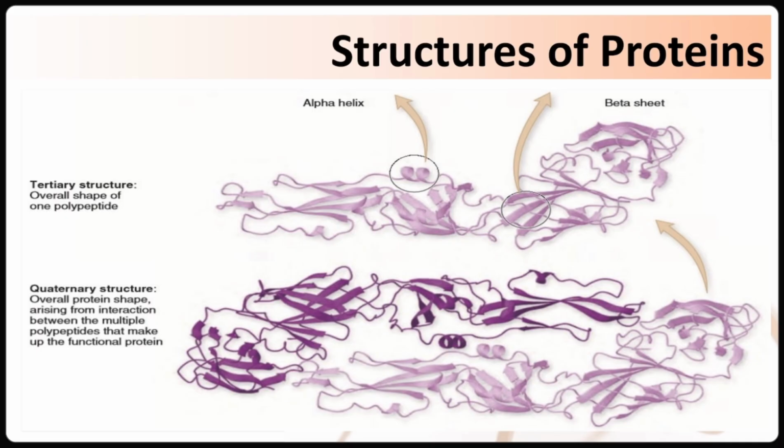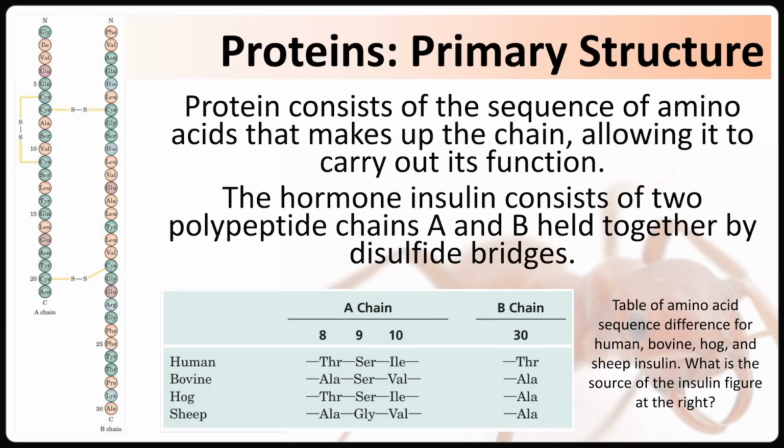Now, in short, tertiary structure is the unique 3D shape of one chain, while the quaternary structure is how multiple chains fit and work together. Now, this image on the left explains the primary structure of proteins, which is the specific sequence of amino acids that make up a polypeptide chain. Let us use insulin as an example.